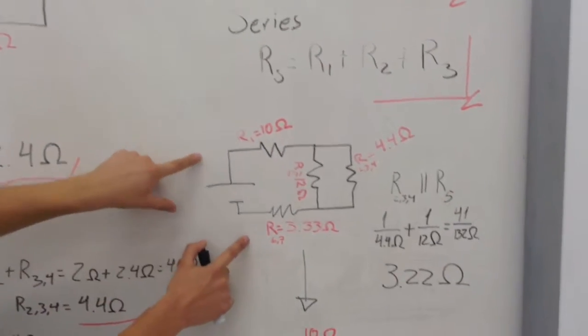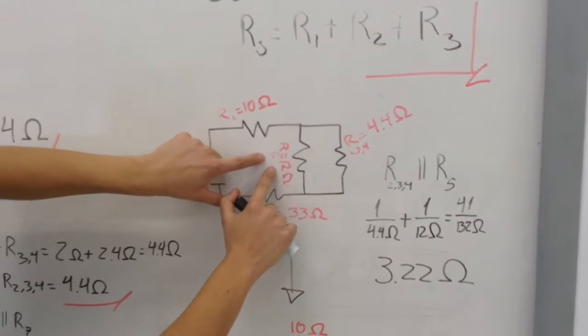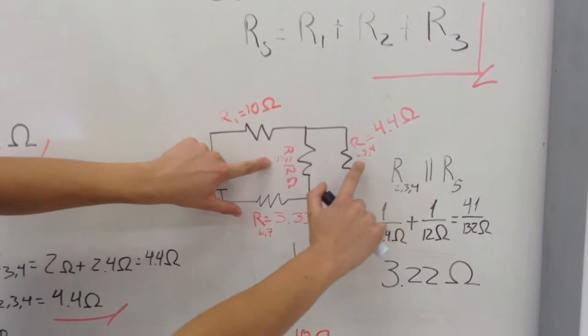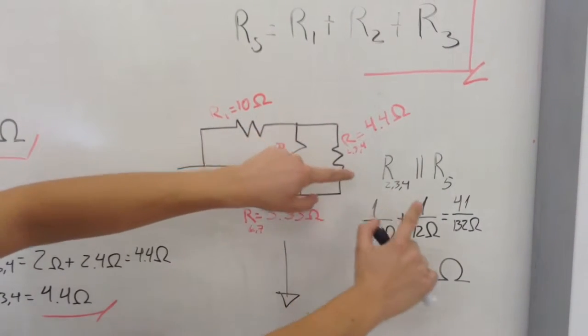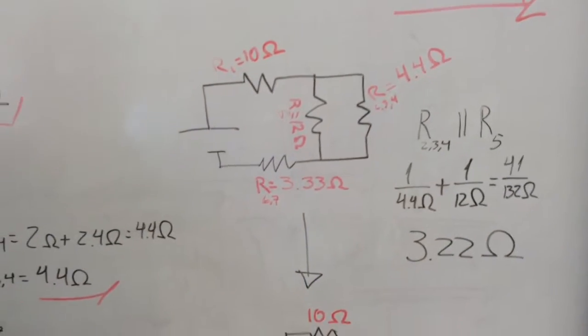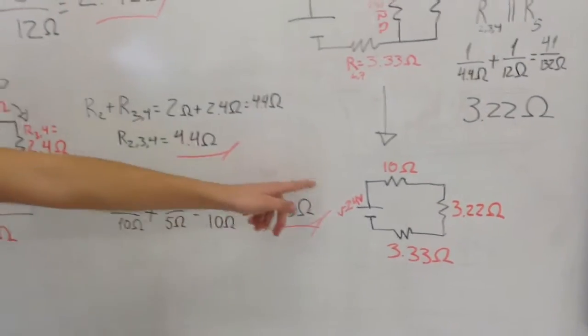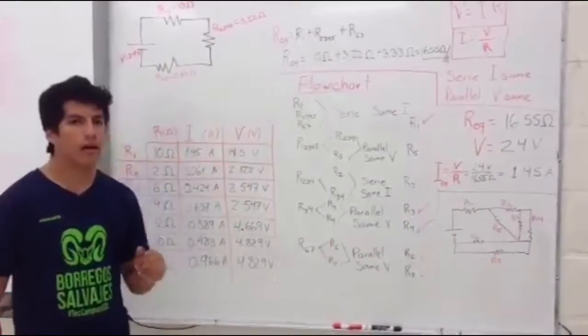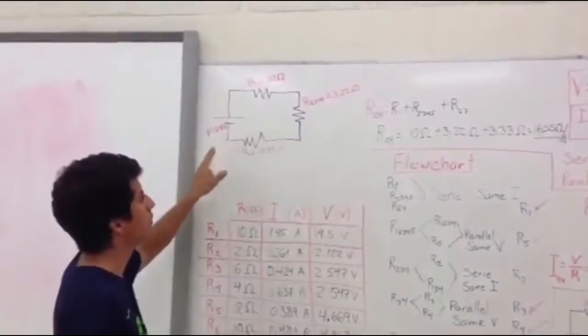Our diagram is now more simplified, and we got only this resistance, the 5 and the 2 and 3 and 4. So we put it together using the parallel formula of the resistance, and now we got 3.22 ohms. And this is our diagram simplified. Okay, now we have understood the problem, and we have simplified the circuit to its maximum possible.